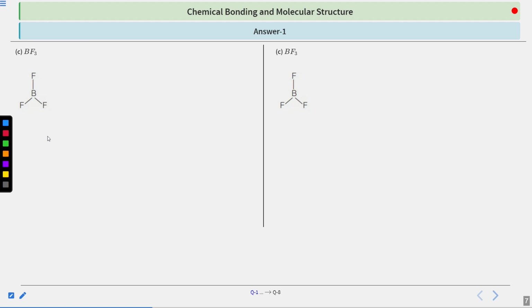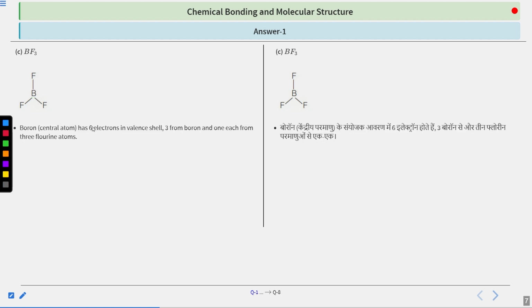So option C is BF3. We have seen that. So you can see very clearly that this boron is forming 3 bonds and there is no lone pair because boron has 3 electrons in the outermost shell. So total of how many electrons will be there for boron? There will be 6 bonds, so 6 electrons. 1, 2, 3. 3 to the 6.